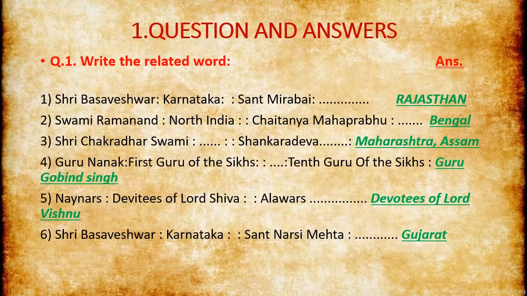Then, moving on to the fifth one, Nainas. Nainas were devotees of Lord Shiva. And what they have asked here? Alwars were devotees of whom? See the answer there? Devotees of Lord Vishnu. Okay.